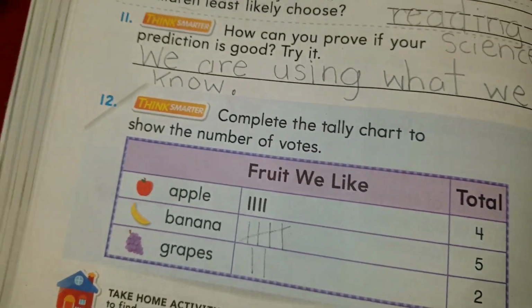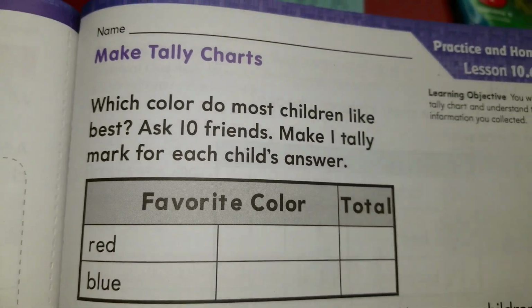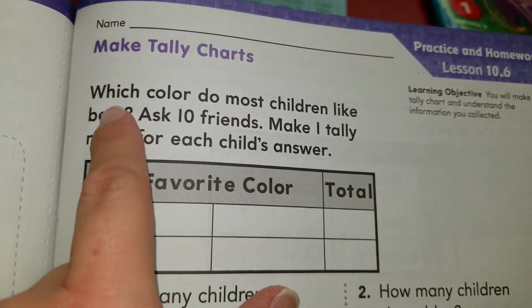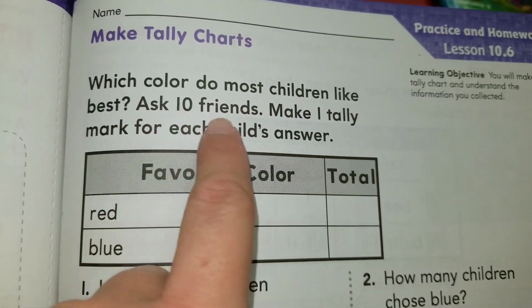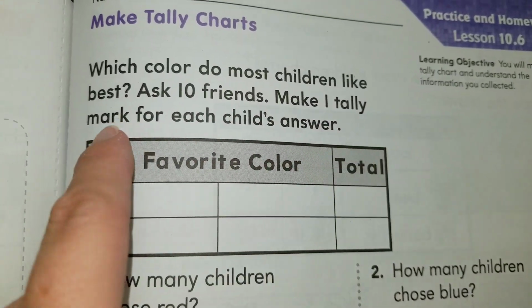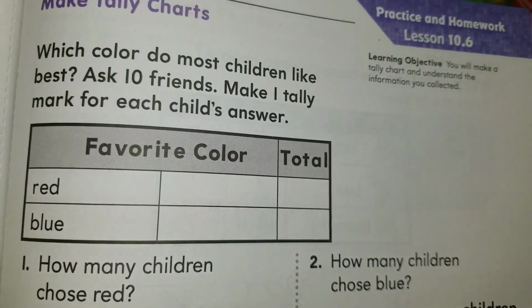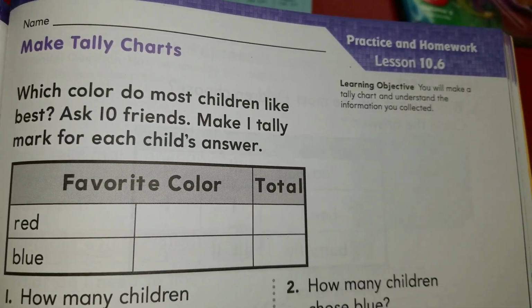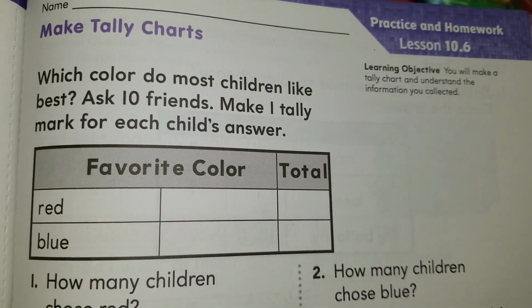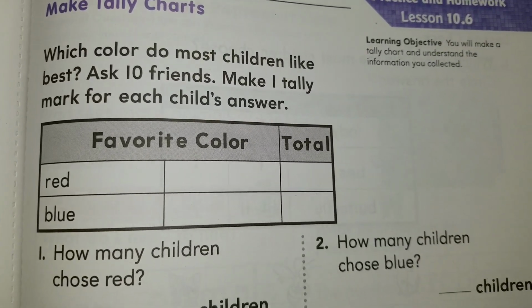All right, boys and girls. So let's review really quick what you're gonna do for homework today. And you're done. You're done with math for today. It says, which color do most children like best? Ask 10 friends, make 1 tally mark for each child's answer. So I know you're not in class and you might not have a lot of brothers and sisters. So if you want to ask your parents, and if you want to ask someone over the phone, you can also do so.